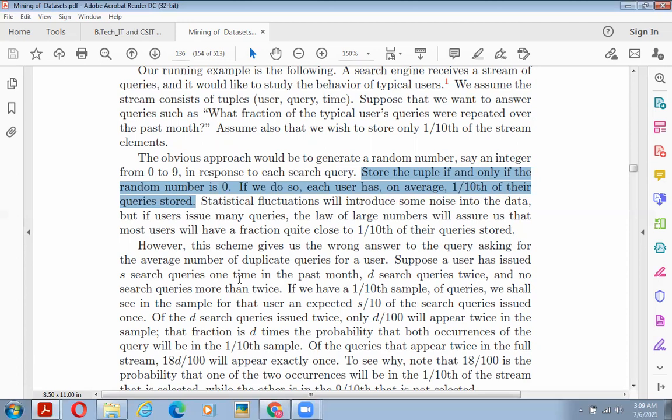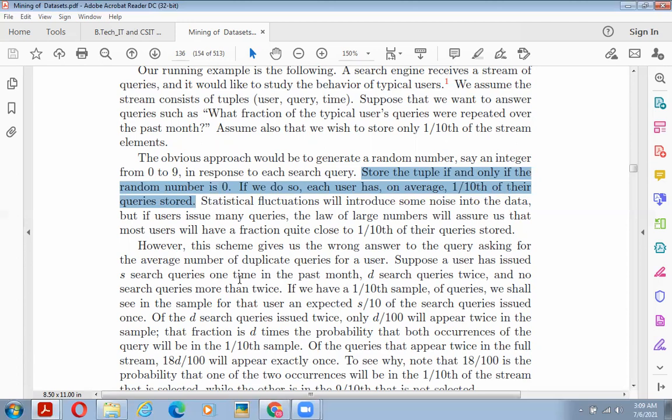If the random number is 0, there is no query regarding this. What the user is asking right now will be stored as the 0. So statistical fluctuation will introduce some noise into the data.